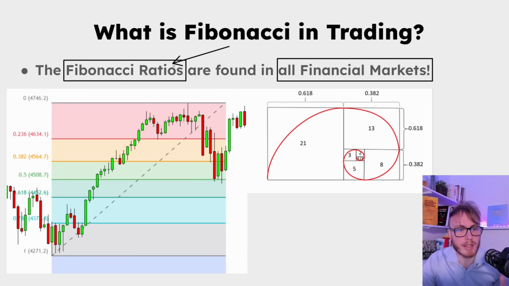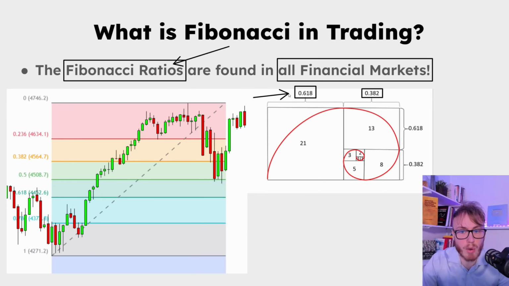But what do I mean when I talk about Fibonacci ratios? Well, if you are already a little bit familiar with Fibonacci, this number right here might sound familiar, 0.618, and this number right here might also sound familiar, 0.382. These are two very important Fibonacci ratios, and by the end of this video, you will know why they are so important. But for now, let's take a look at where these numbers even come from.